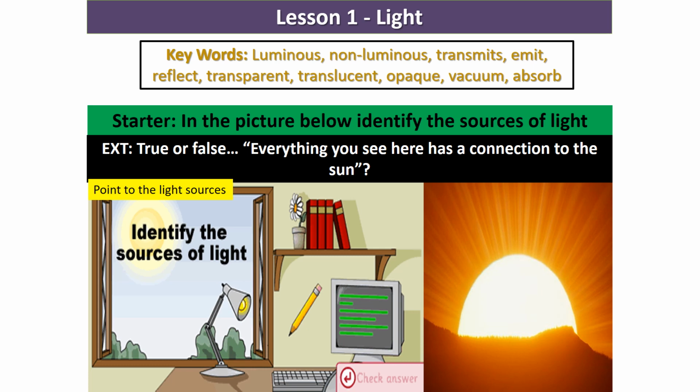So for a starter today, if you're looking at the pictures below, can you point to the light sources, or the sources of light, in the picture below? And then, if you really want to challenge yourself, true or false: everything you see here has a connection to the sun.